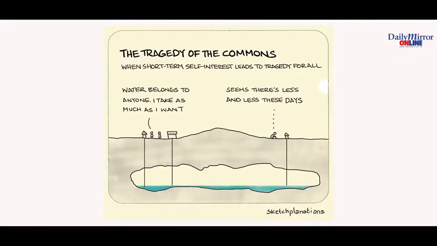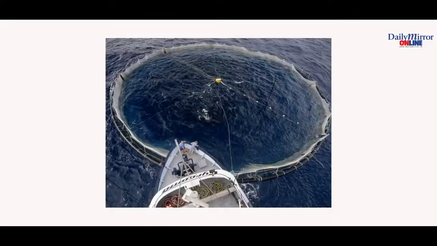In economics, the tragedy of the commons is a situation in which individuals who have unlimited access to a resource act independently according to their own self-interest and contrary to the common good of all users, causing depletion of the resource. And this problem is all around us. Consider the problem of overfishing.